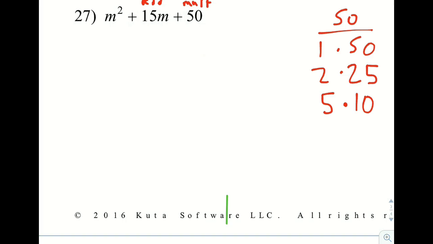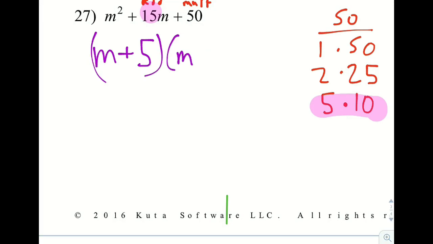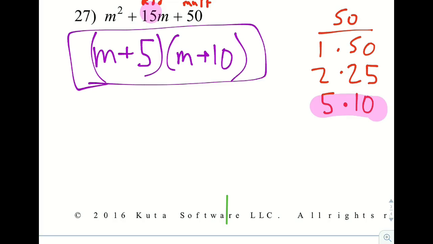We're looking for numbers that add to 15. 5 and 10, there's our 15. So now we'll go straight to our answer, m plus 5, and then m plus 10. So this might have seemed a little complex at first, but you can see that as you get going, you can start to get pretty quick at doing these.